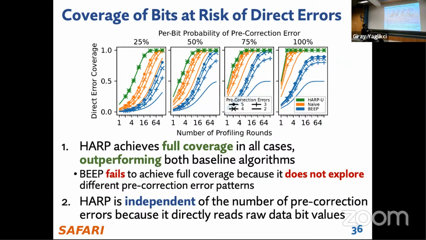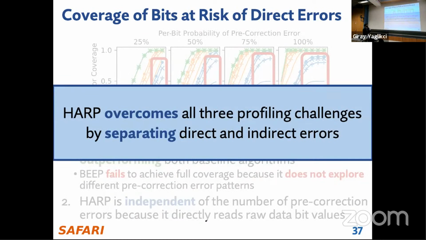And you can see this by the green curves all being exactly the same for all of these different pre-correction error counts. The reason this happens is because HARP is using this ECC bypass path to directly observe errors. So it doesn't matter how many errors there are. They're all being independently identified, whether there's 1 or 10 or however many. And that's a really important point because the other profilers aren't able to do that, right? When there's more errors, there's more combinations that need to be explored to achieve high coverage. So they end up with a large spread of curves. And so these two really show that HARP overcomes these 3 profiling challenges by separating the direct and indirect errors.